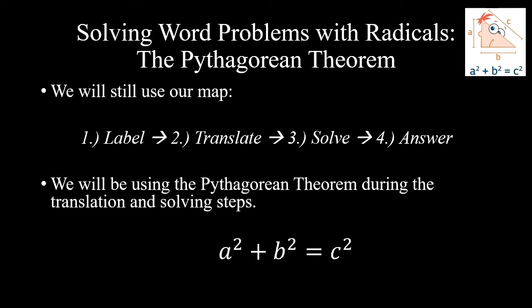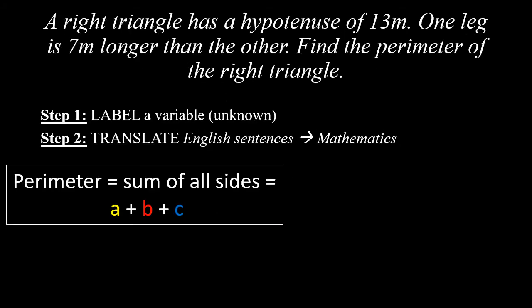It says that when you have a right triangle, a squared plus b squared equals c squared, where c is the length of the hypotenuse, and a and b are the length of each side. Okay, so let's read our problem.